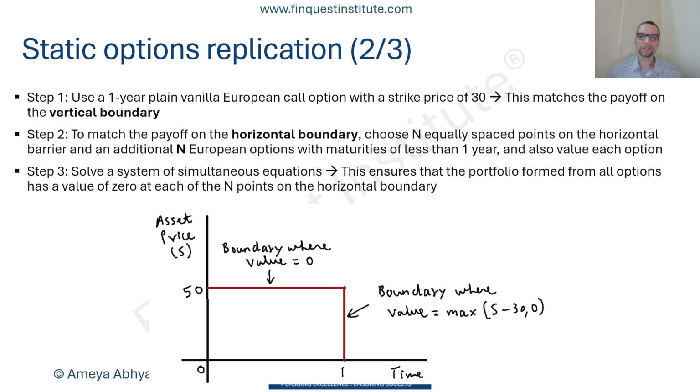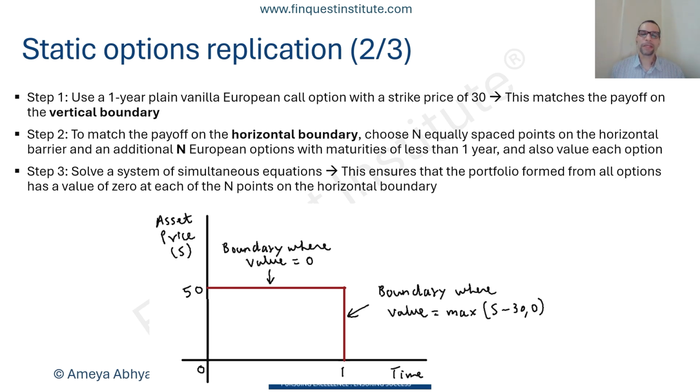So we are looking at this vertical boundary. And then on the horizontal boundary, the value will be 0 because it's an up and out option. If it hits the barrier, then we say that the option has got knocked out. So let's walk through the steps and understand how this replication strategy can work.